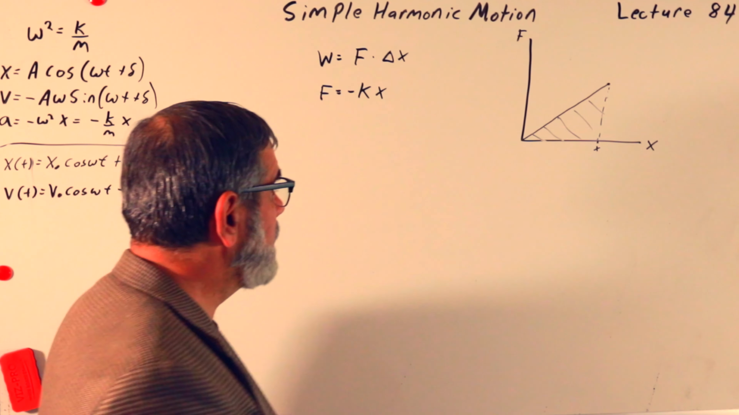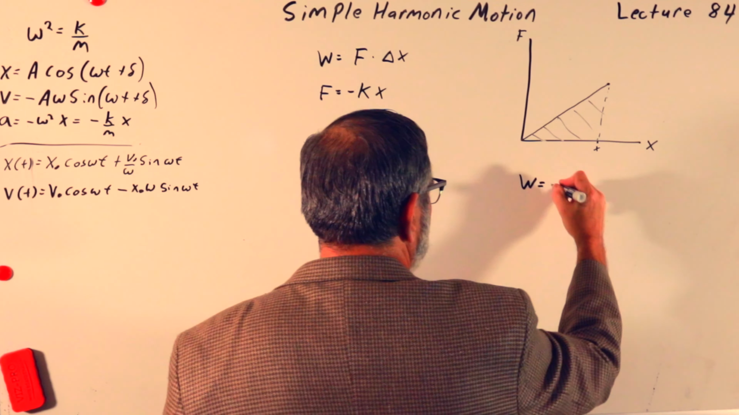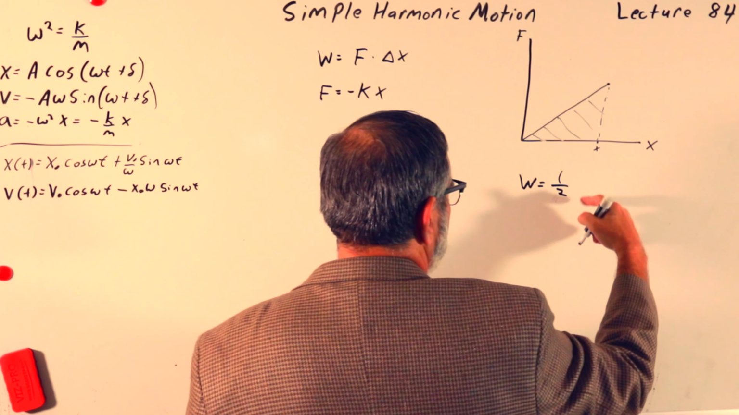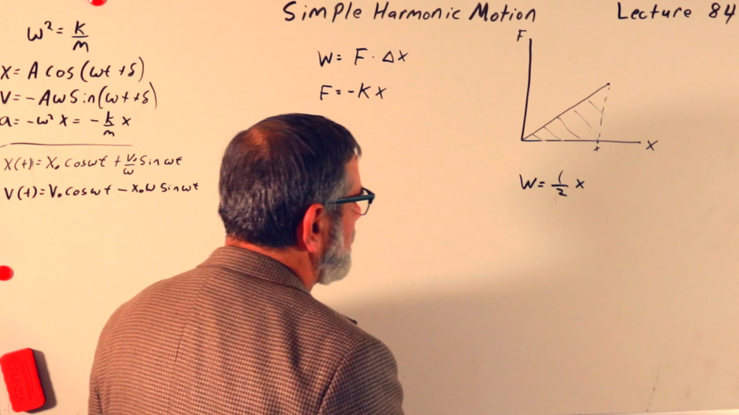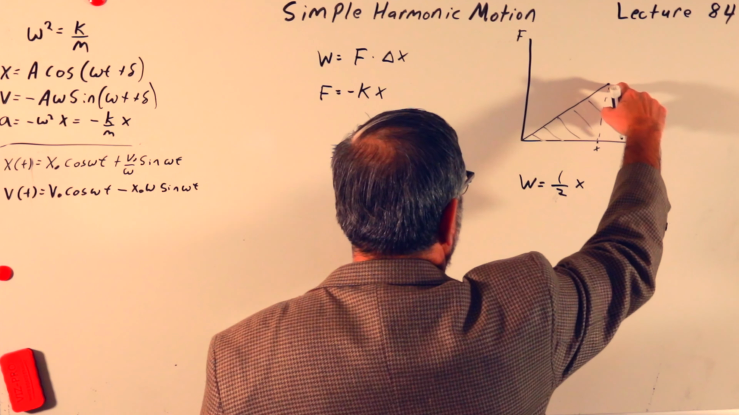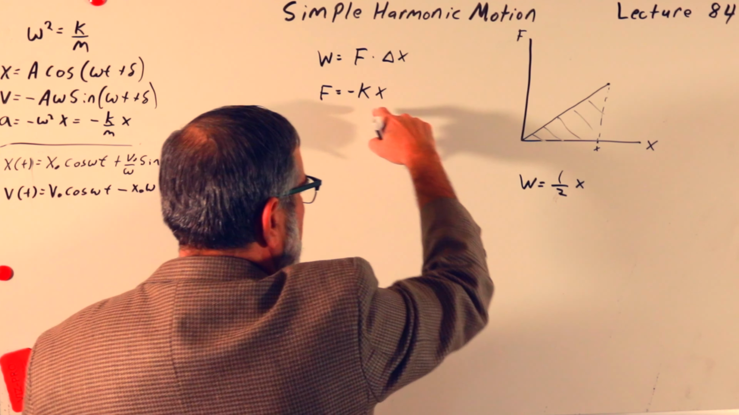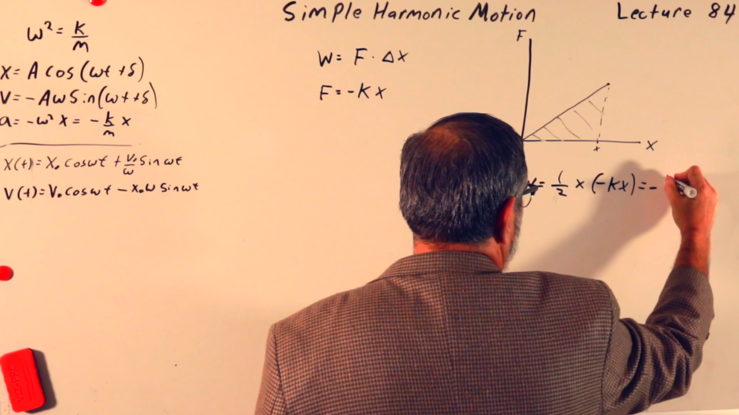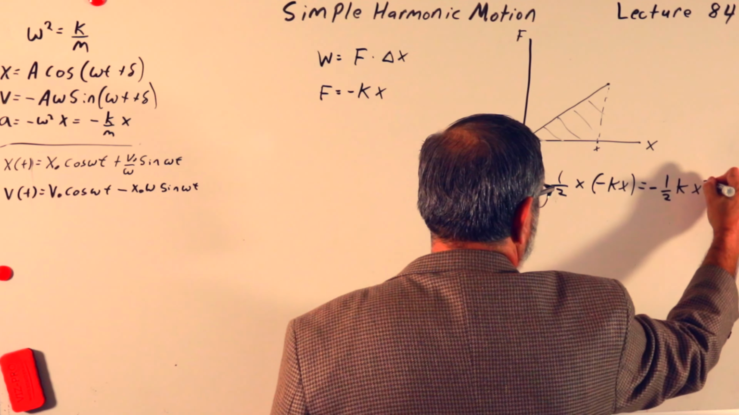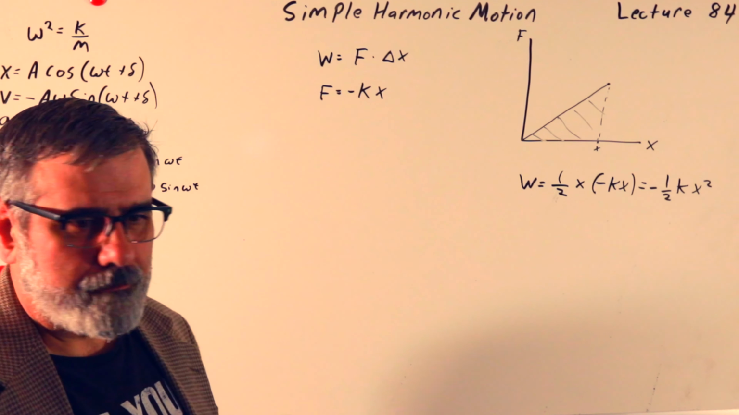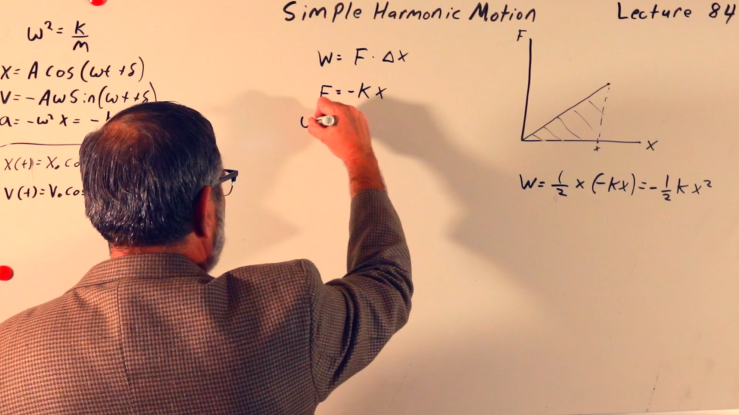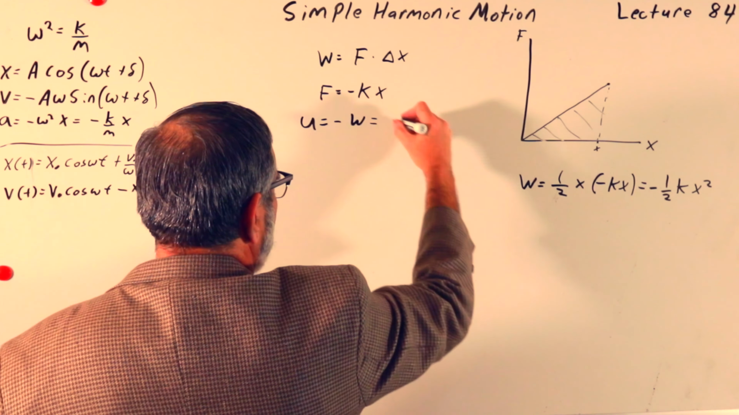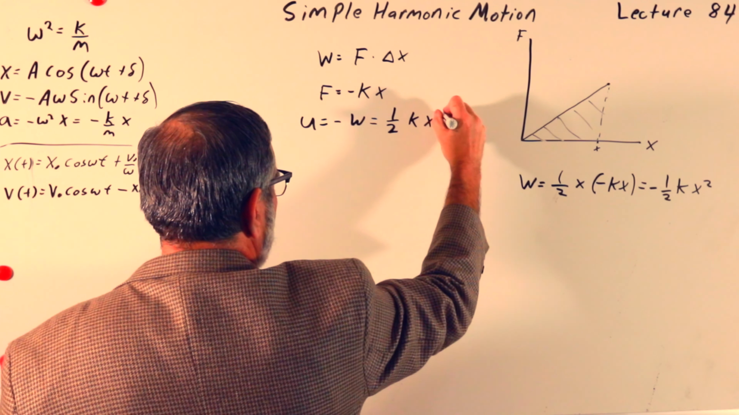That's a triangle. So the work in this case is 1/2 times the base. The base is just x, times the height. The height is this f, that's minus kx. So that's equal to minus 1/2 kx squared. And you'll remember that the potential energy, U, is equal to minus the work, so this is just 1/2 kx squared.